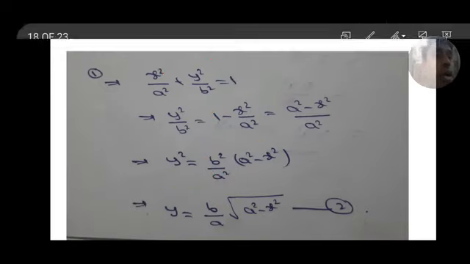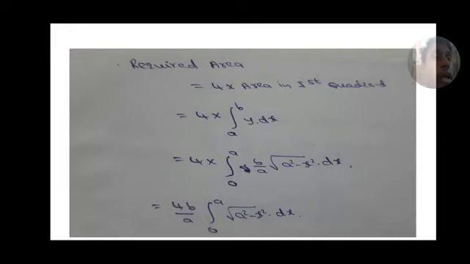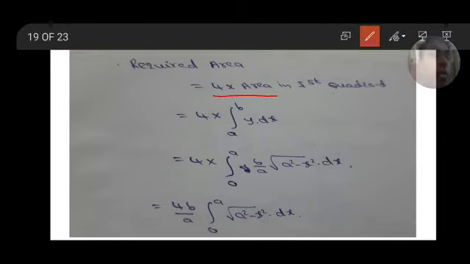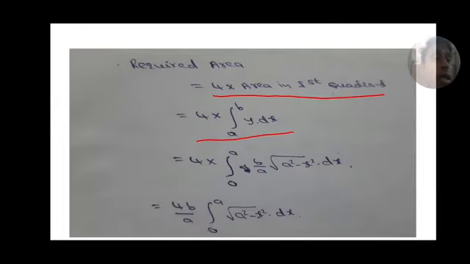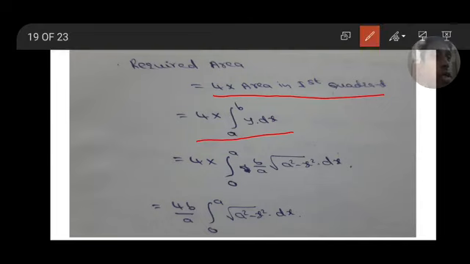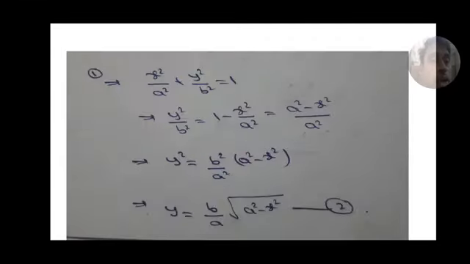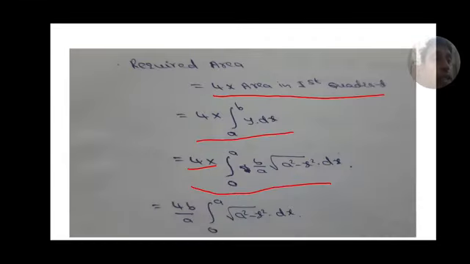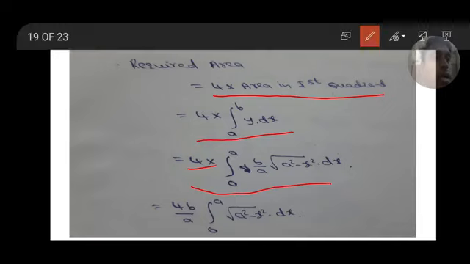So use the formula. Now the required area equals 4 into the area in the first quadrant, that means 4 into integration of y into dx. Here in the first quadrant, what are the limits? 0 to a. So 4 into integration 0 to a, what is the y value? b by a square root of a square minus x square, b by a into square root of a square minus x square.